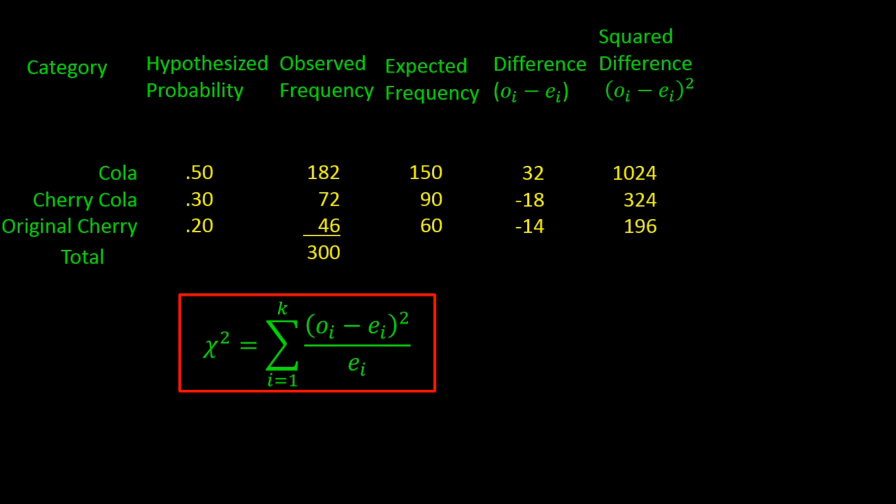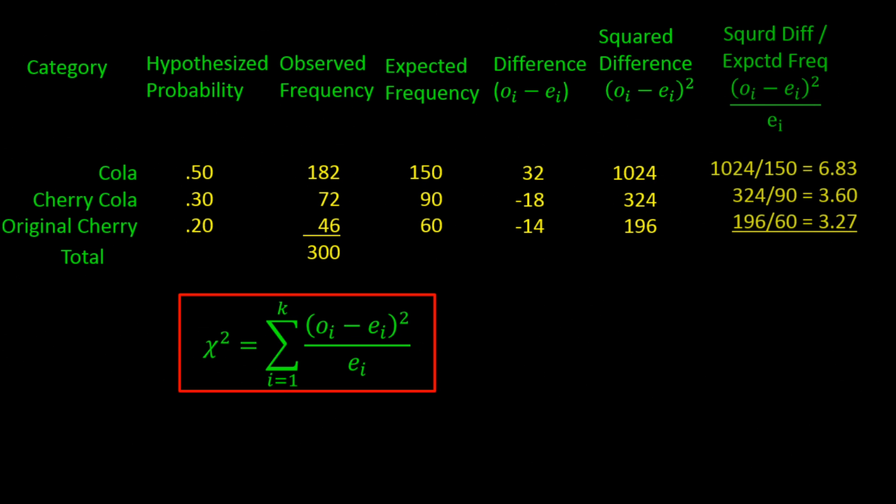Our next column is the numerator of the chi-square test statistic, so we take the difference in the previous column and square each one and get 1,024, 324, and 196. And finally, the last column puts all the pieces together, and we take each of the squared differences and divide by the expected frequency. So we have 1,024 divided by 150, and we get 6.83. We take 324 divided by 90, and we get 3.6, and 196 divided by 60, and we get 3.27.